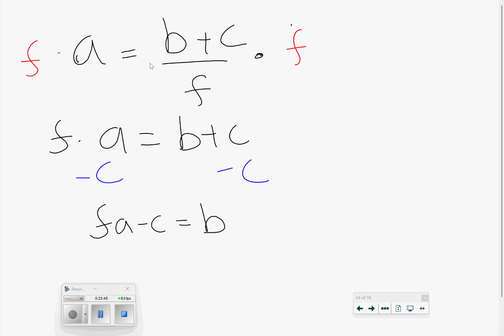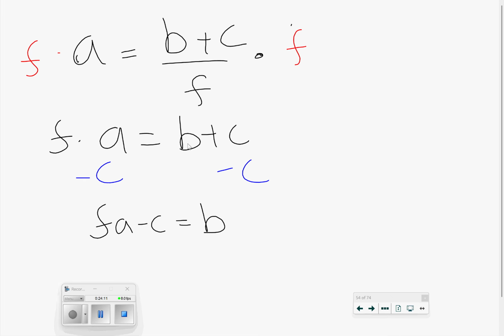Okay, so since we're solving for b, we got to do the opposite. So if I knew what b was, I'd be adding it with c and then dividing by f. We're going to do the opposite in reverse. So instead of adding and dividing, I'm going to multiply and subtract. So I'm going to multiply by f on both sides. I get f times a, which is fa, equal to b plus c. The f's cancel out. Bring down the b plus c.